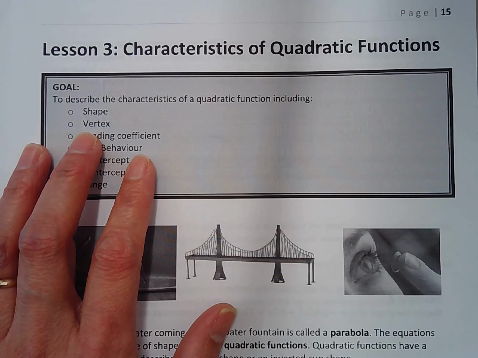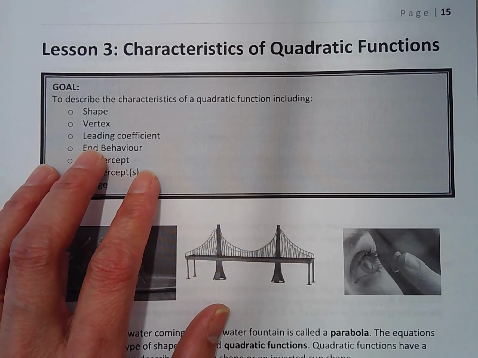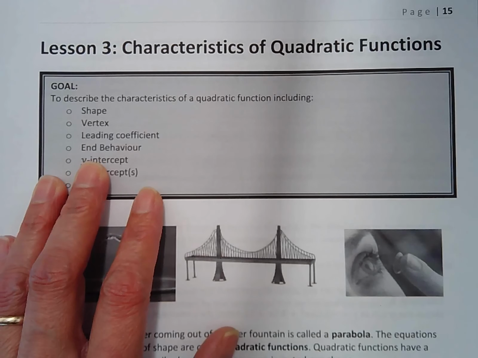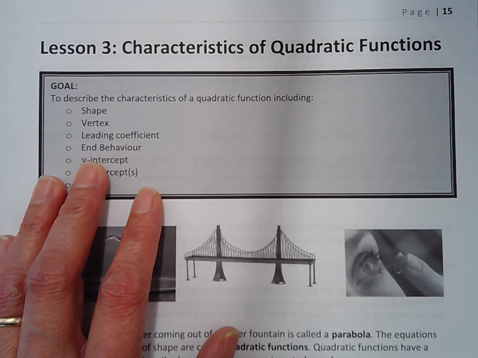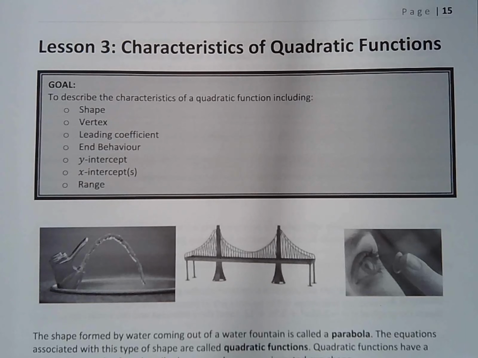We're going to talk about vertex. What is a vertex? What is a leading coefficient? Well, we know what leading coefficient is already, yes? But this one is another leading coefficient. End behavior, we talked about end behavior, meaning where does the end of this function go? If you were to continue on, where does it go? Y-intercept, x-intercept, and range.